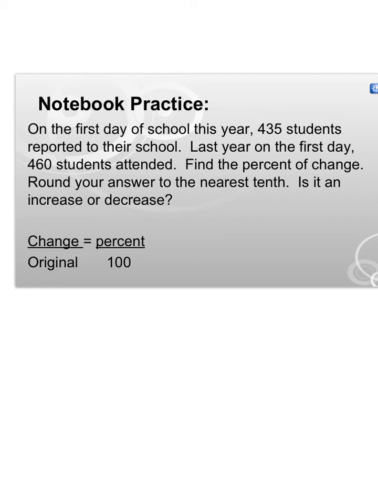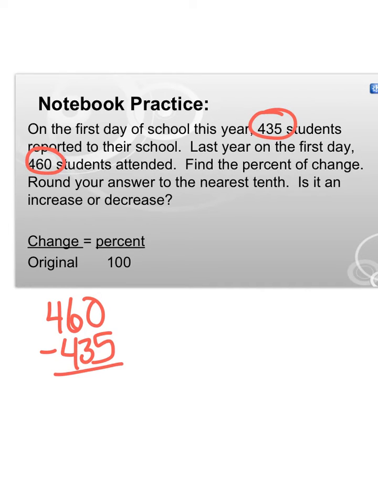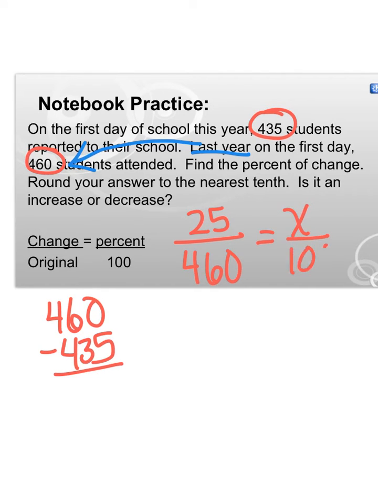All right, so we have to figure out the change to start with, and we went from 435 students this year, and that is down from 460 students last year. So I'm going to take the bigger number minus the smaller number, and I'm going to get a change of 25 students. Now this one I tried to trick you because it says last year it was 460, and that will equal x over 100.